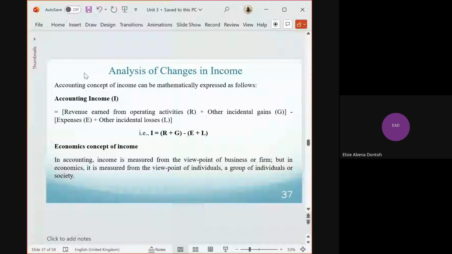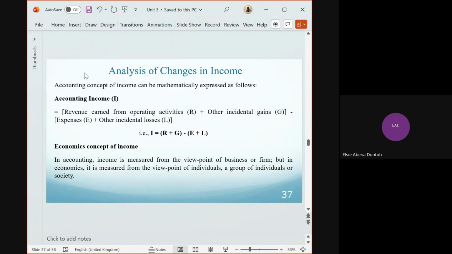So, the accounting concept of income can be mathematically expressed as follows. It is revenue earned from operating activities plus other incidental gains, then less expenses and other incidental losses. Then we move on to economic concepts of income.